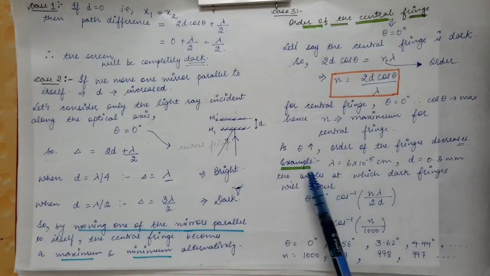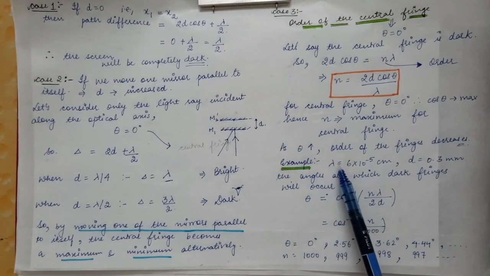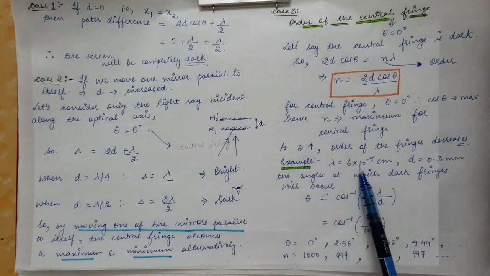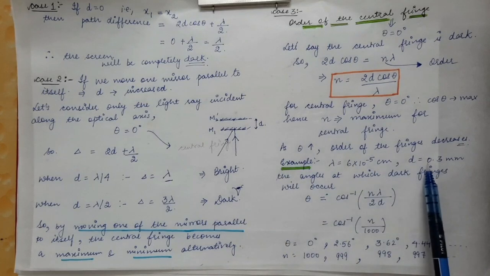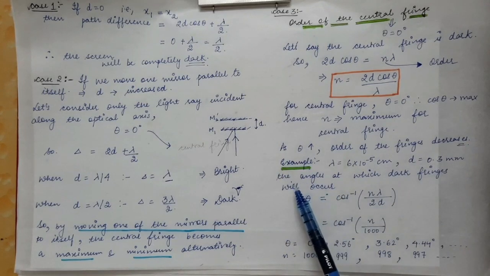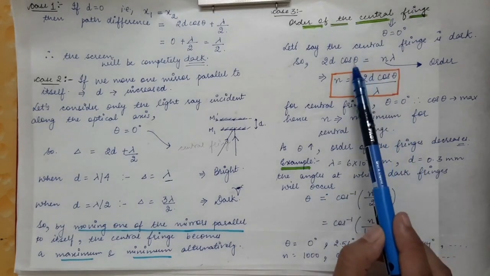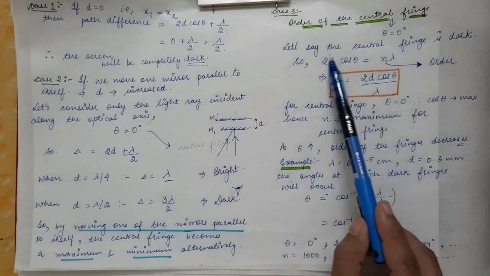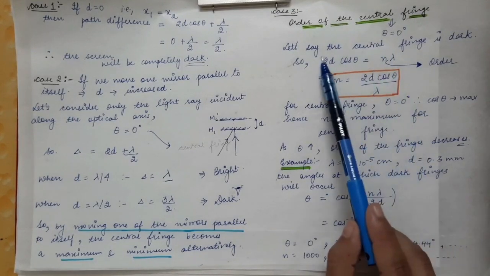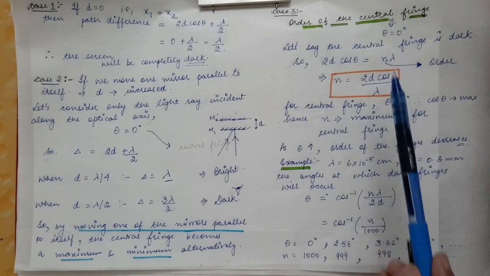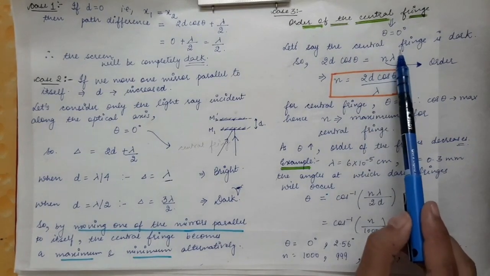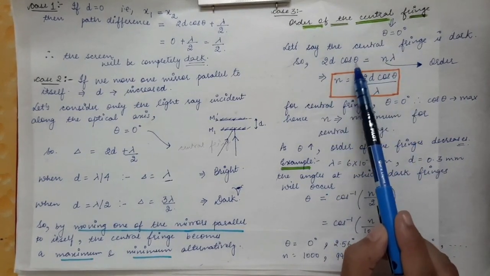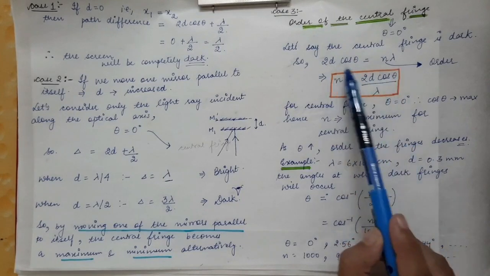Now an example we have taken over here. Let's consider that the wavelength of the light emitted by the source is 6 into 10 power minus 5 centimeter, and the distance between the mirrors is kept at 0.3 millimeter. We have to find the angles at which the dark fringes will occur. The angle can be taken from this formula because this is the general formula for destructive interference. So from this formula we will find theta: cos theta will be equal to n lambda divided by 2d.